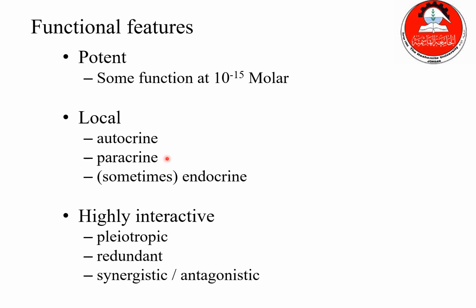Paracrine is cytokines produced by this cell to warn and protect the neighboring cells. And sometimes if these cytokines were produced by a cell and released into the circulation to go to distant cells, it is called endocrine effect. It's highly interactive, pleiotropic, redundant, synergistic, and antagonistic, and we're going to talk about these interactions in the next slide.